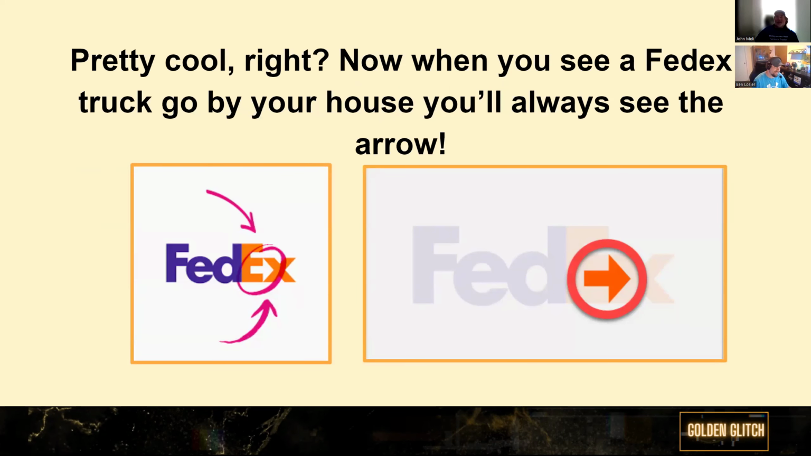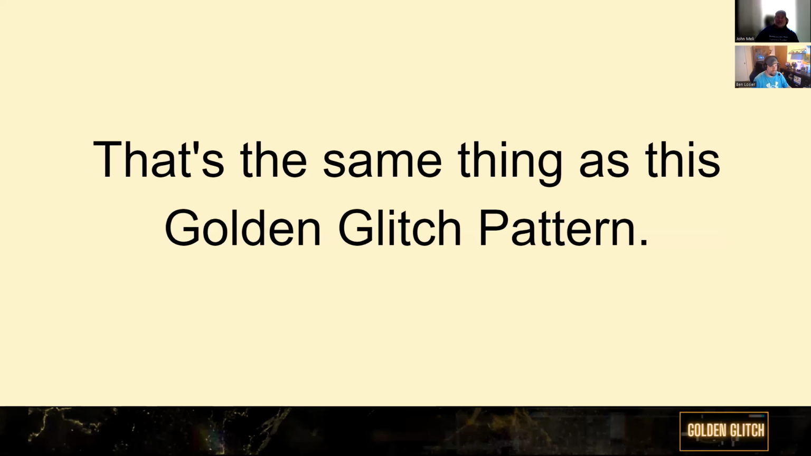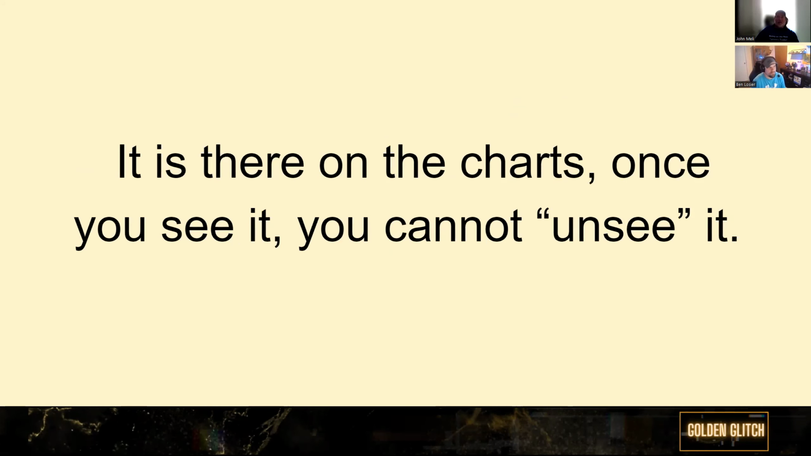Pretty cool, right? So now when you see it, you can't unsee it. The truck goes by. It's just awesome. So it's just like the golden glitch pattern. It'll be exactly the same thing for you. That's the golden glitch pattern. That's what we're talking about. This is the one on the chart. Once you see it, you cannot unsee it.